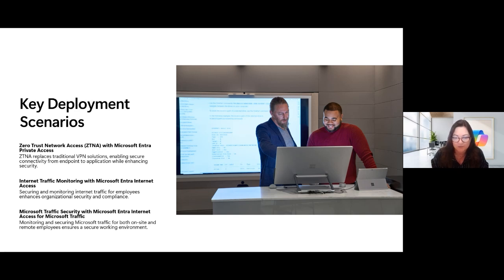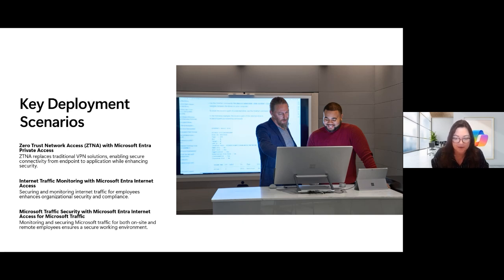Our second main deployment scenario revolves around internet access security. This is configuring and deploying Entra Internet Access, which is a different Microsoft traffic profile, and it's a different license than private access. This is the traffic profile that enables you to secure and monitor your internet traffic, and this is for all of your employees using managed devices by providing a secure web gateway. Within Microsoft Entra Internet Access is also Microsoft Entra Internet Access for Microsoft Traffic Profile.